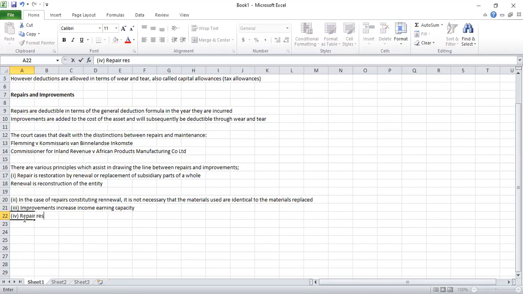Repair restores the asset to the original condition. That is to the state that it was before the problem arose, before we started to do the repairs. So it's simply we're trying to get it back to the form that it had before the problem arose. Improvements lead to an improved or better asset. So that means the asset that arises at the end is better than the one that was there before we started effecting the improvements. So it results in a better asset.